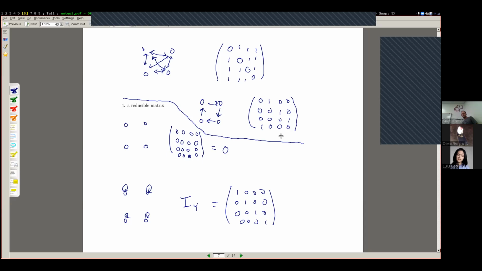Any questions about the intuition or definition about reducibility of the matrices?